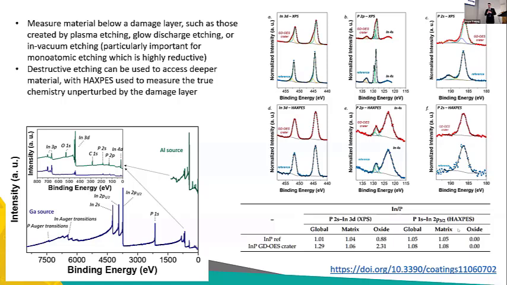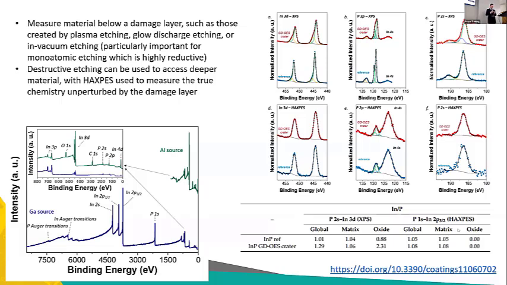So we've talked about depth profiling, and a lot of other techniques that we use are destructive processes such as plasma etching, glow discharge etching, and the in-vacuum etching processes that we've mentioned. Those are well known to create a damage layer, particularly monoatomic etching sources, which can be highly reductive. So you're ripping out your smaller atoms more preferentially. You're reducing your oxides to metal state very readily.